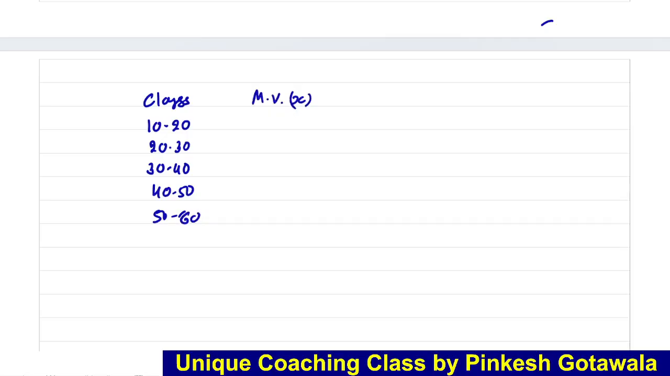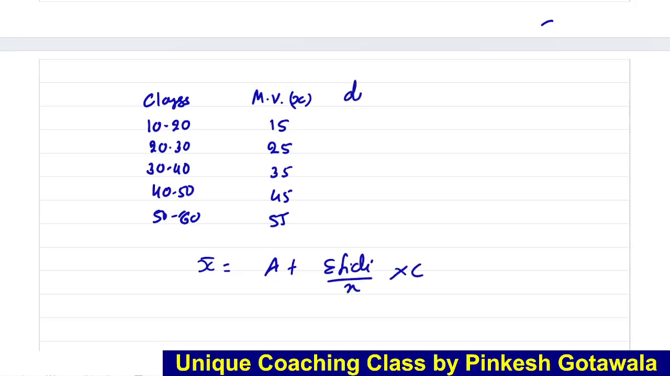Okay, let's prepare here: for 10 to 20, 15, 25, 35, 45 and 55. Now if you want to find the mean by this formula, sigma fi di divided by n into c, you have to prepare a column of d. How do you prepare it? x minus a divided by c. Now how do you prepare the column of d?